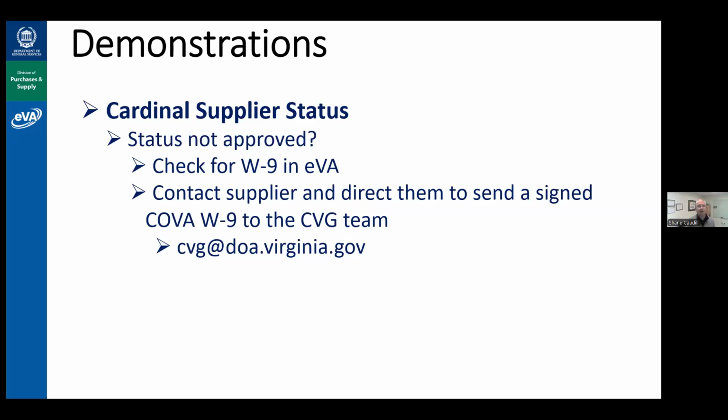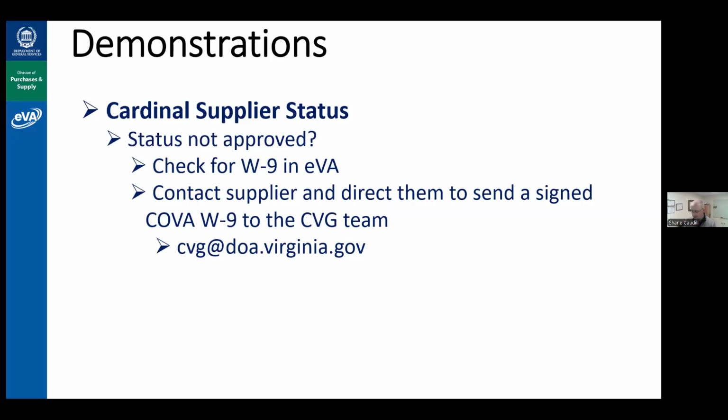And then there's the email there, cvg@doa.virginia.gov. Certainly, we will also take the COVA W9 in eVA, but really, if you've got an active eVA supplier account and a non-active Cardinal account, it's best to get that over to Cardinal as quick as you can. We'll certainly take it in eVA as well.